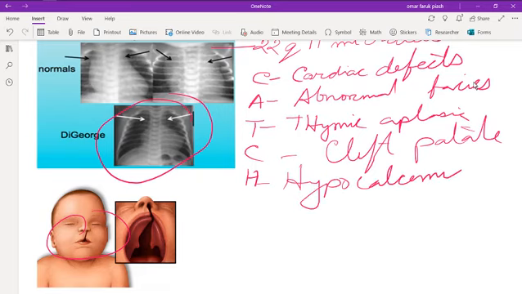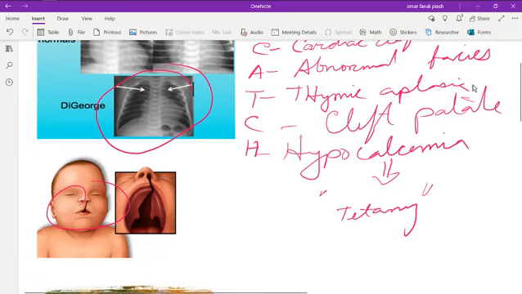Hypocalcemia leads to tetany. Can you tell me what are the two signs we actually examine when we suspect that this is hypocalcemia? The signs are Trousseau and Chvostek sign.